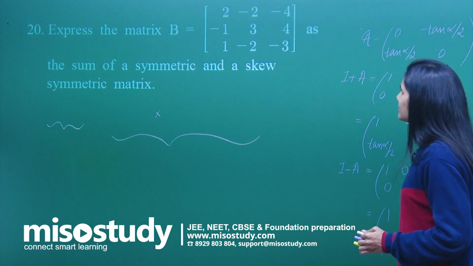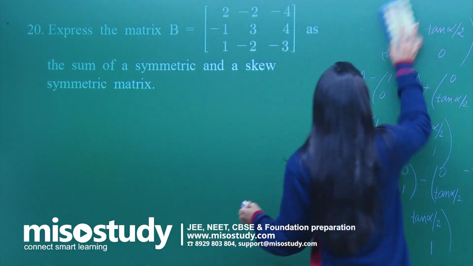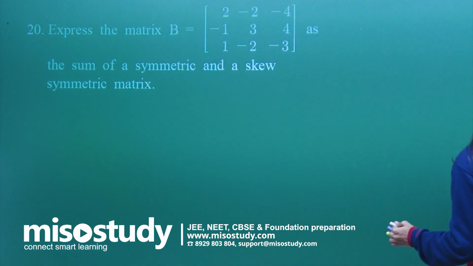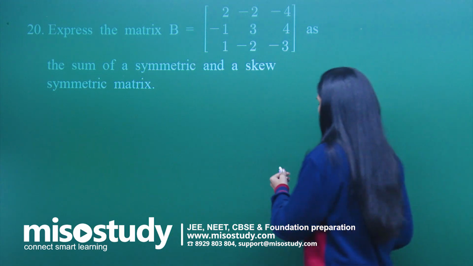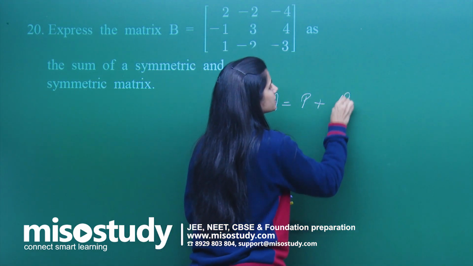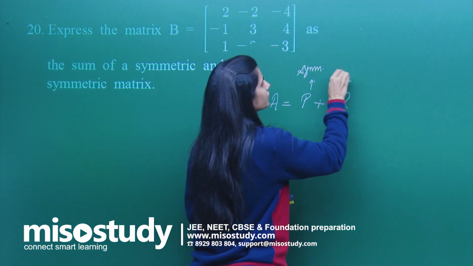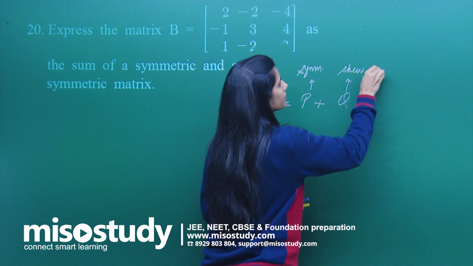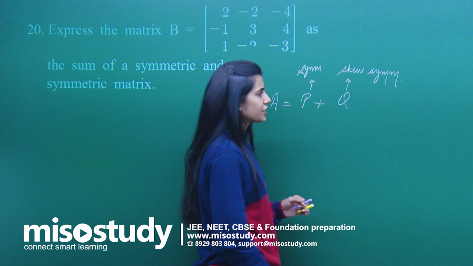It says express this matrix B as a sum of symmetric and skew symmetric matrices. Now please understand there is a very basic concept behind expressing a given matrix as the sum of symmetric and skew symmetric matrices. What is that concept? The concept is that give me any matrix, I can write it as a sum of symmetric and skew symmetric, P plus Q, where P is symmetric and Q is skew symmetric. What is that P and what is that Q?